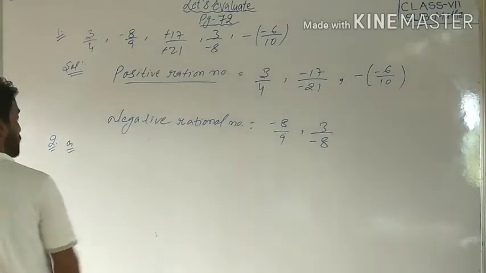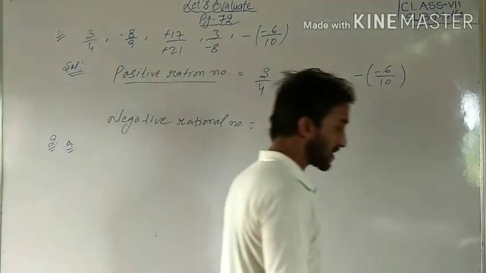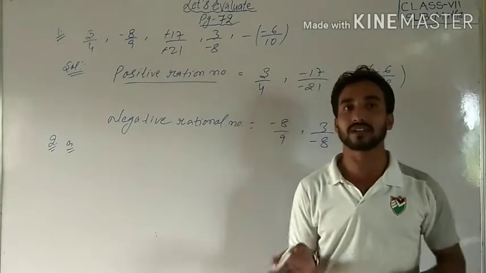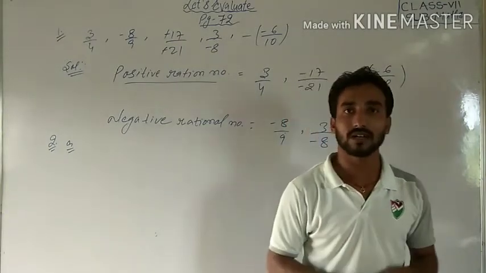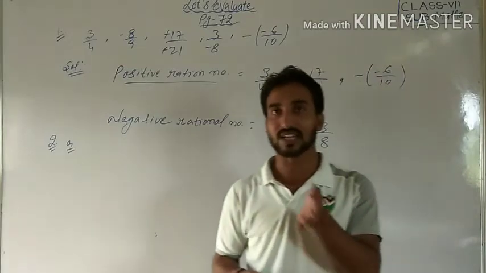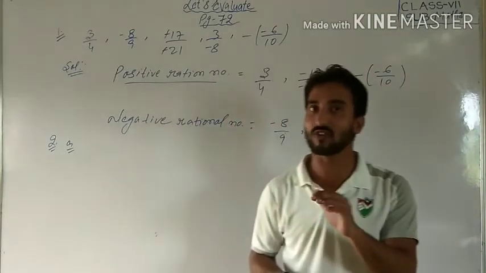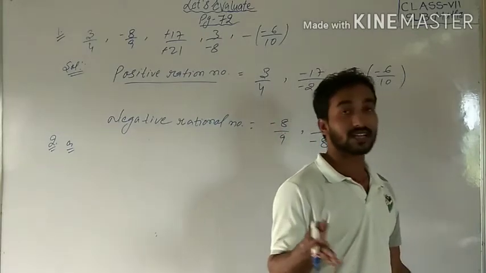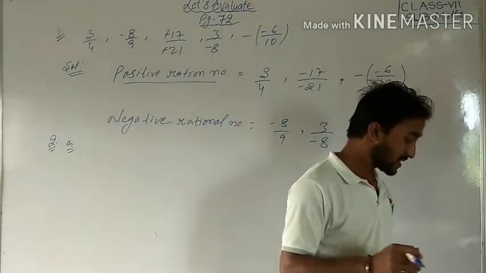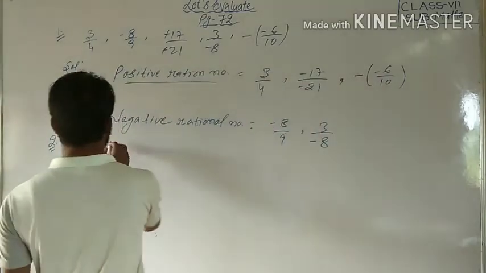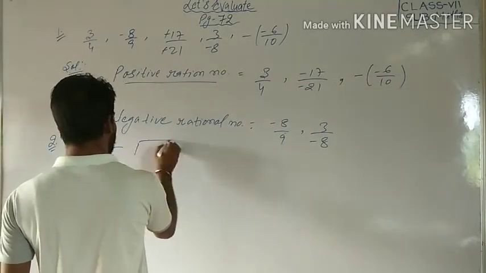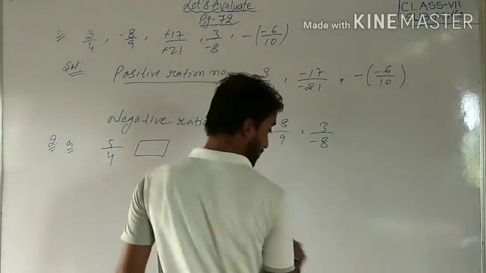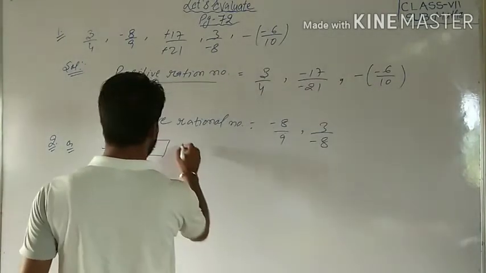Question number 2a. The question says, compare the following rational numbers by putting greater than, less than or equal to. Students, I think you are all aware of what greater than, smaller than and equal to mean. See, the numbers are 5 by 4, fill in the blank, and minus 3 by 4.